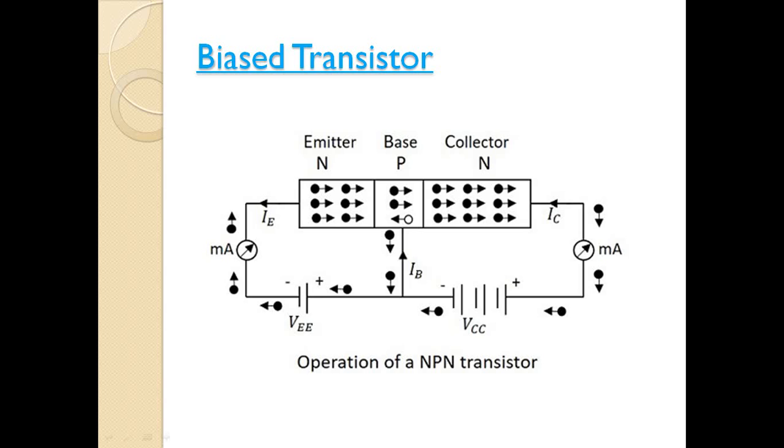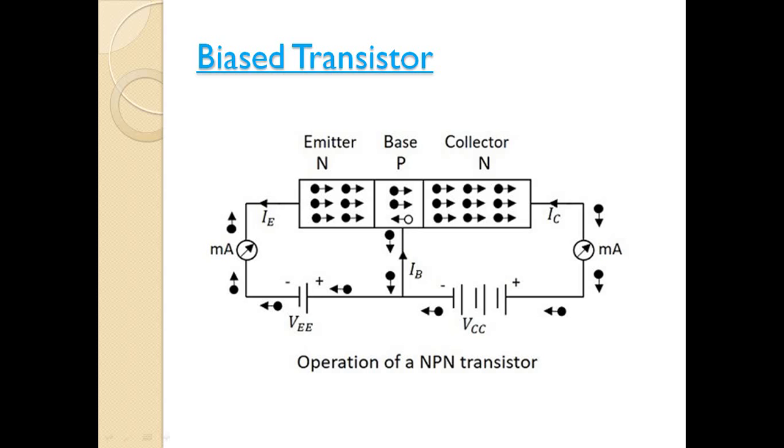Cutoff is when both junctions are reverse biased, and saturation is when both are forward biased. When the first junction is forward biased and the second is reverse biased, it is called the forward active region. When the first is reverse biased and the second is forward biased, it is the inverse active region. But mostly we will have three regions: active, saturation, and cutoff.